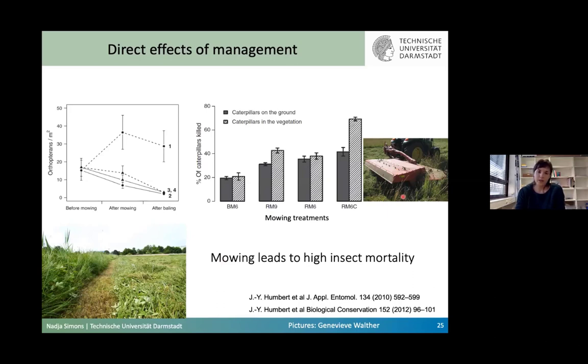Jean-Yves Humbert from Switzerland could show in many different experiments that the mortality of caterpillars and also of grasshoppers is as high as 80%, depending on the type of mower used and the following processing steps. So while many insect species have adapted to traditional haymaking processes in grasslands and can compensate for the temporal loss of resources, or they can recolonize grasslands after mowing, many other insect species can't tolerate the high mowing frequency of intensively used meadows. So this is a very strong direct effect of grassland management on insects.